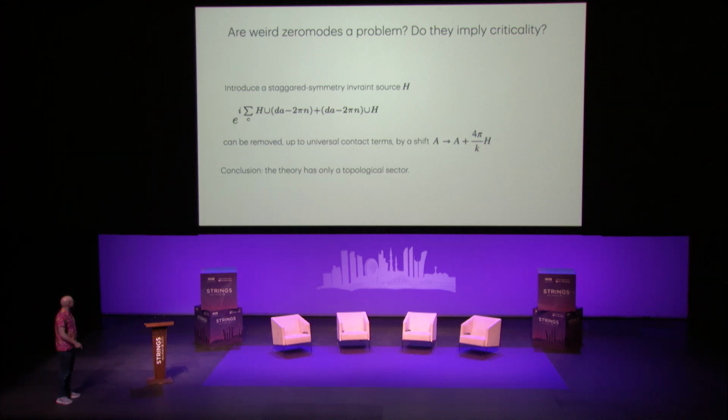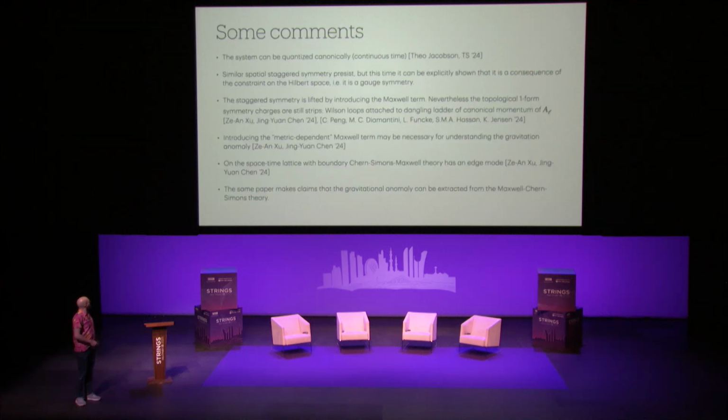So this is a general kind of generator of correlation functions. But when you put this in, you can easily show that by shifting the gauge field A by this H, you can just remove this. So there are no non-trivial correlation functions in this model. So these extra zero modes don't seem to be dangerous, at least not from the point of view of the bulk.